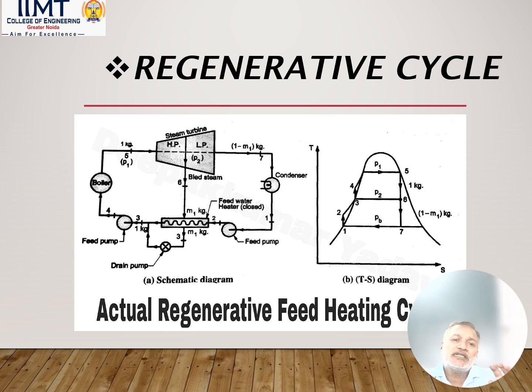So in the regenerative cycle, if we are not increasing the steam supply, what will happen? The capacity of the plant will reduce. The capacity of the plant will definitely reduce. Another problem of this regenerative cycle is excessive moisture, and this excessive moisture will damage the turbine blades. So this is another problem of the regenerative cycle.